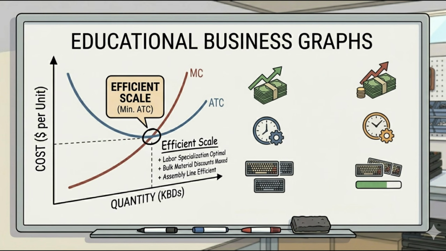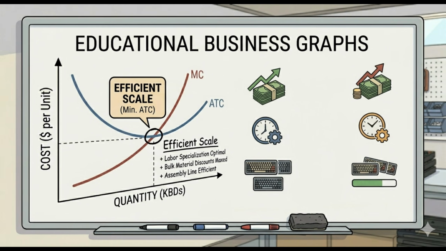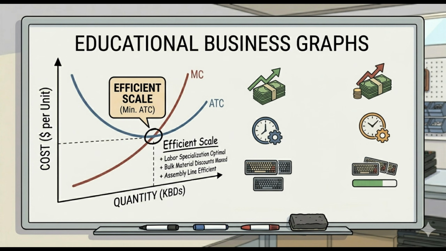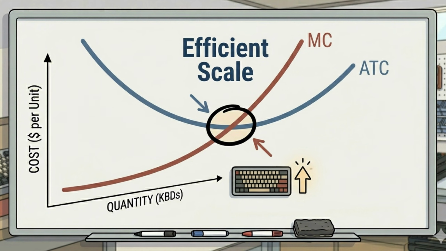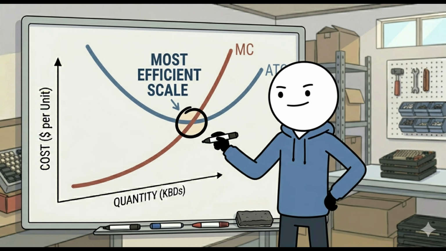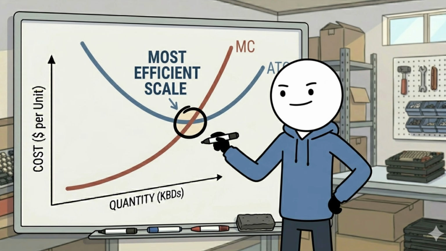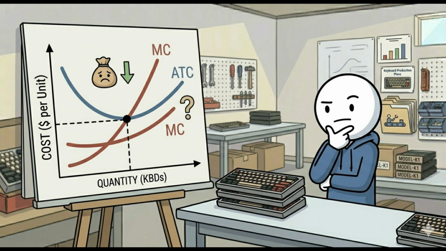For John, finding this point is like finding the sweet spot on a tennis racket. If he produces less than the efficient scale, his marginal cost is lower than his average cost, meaning that making more keyboards will pull his average cost down. If he produces more than the efficient scale, his marginal cost is higher than his average cost, meaning that every new keyboard is actually pulling his average cost up.